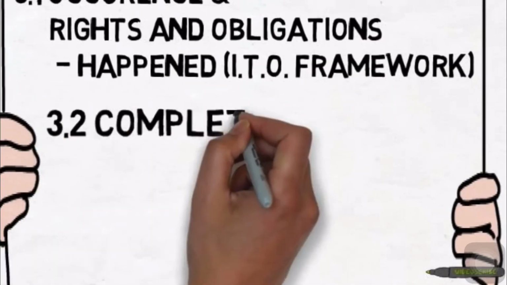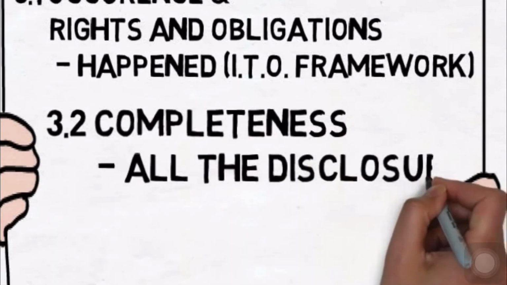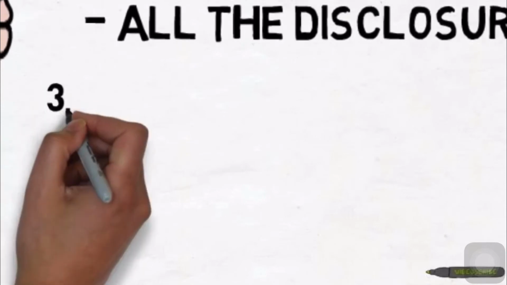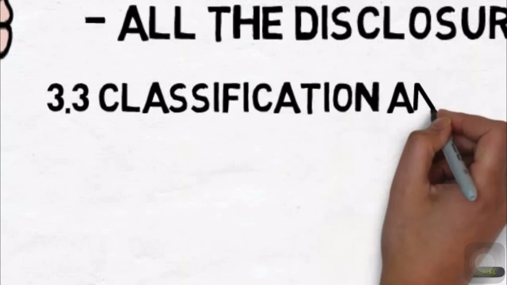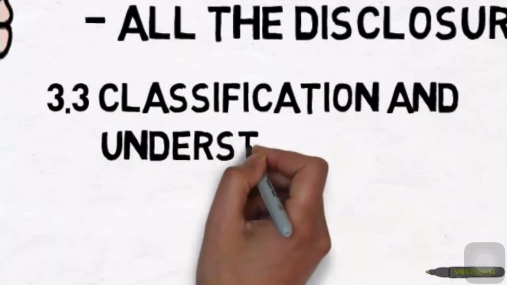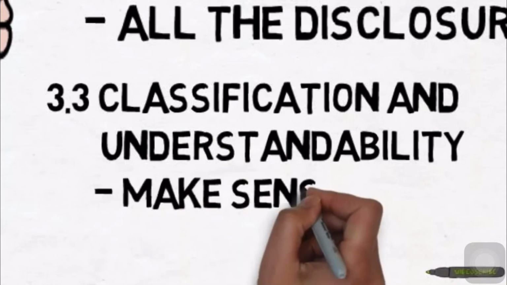All the necessary disclosures that are required have been recorded. Classification and understandability: financial information in the financial statements has been presented appropriately, with clear expression of disclosures to the extent possible to help users of the financial statements.